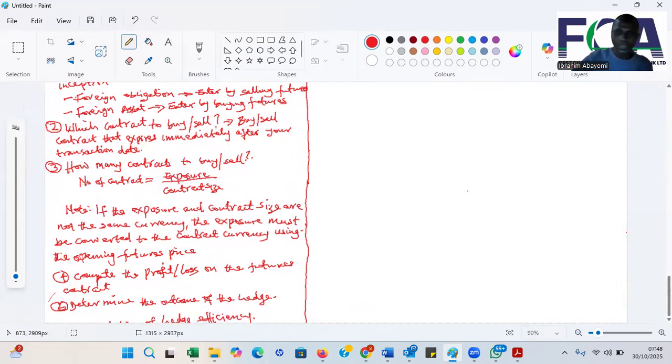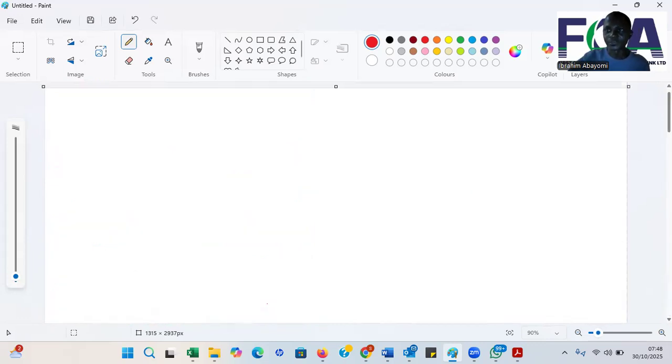So we said profit on one deal over loss on the other deal. That is our hedge efficiency. So what do we do in a situation where we are not given the closing futures price? Sometimes the examiner might not give you the closing futures price, and you need the closing futures price in order to close out of this hedge.